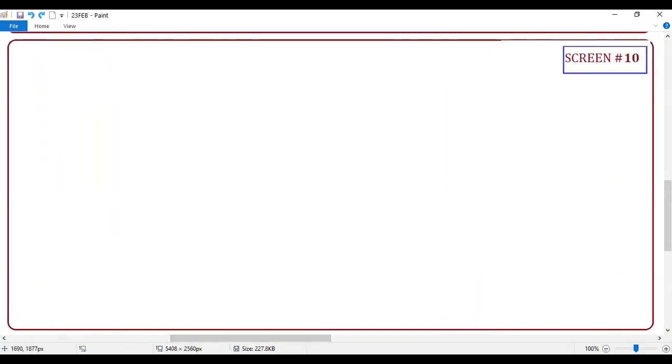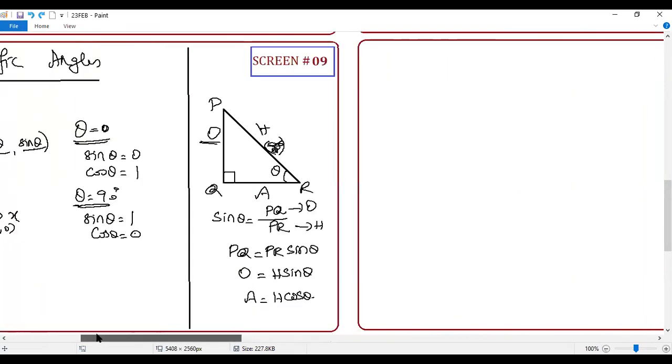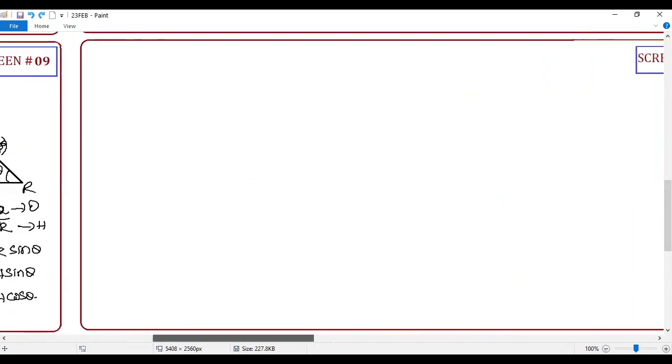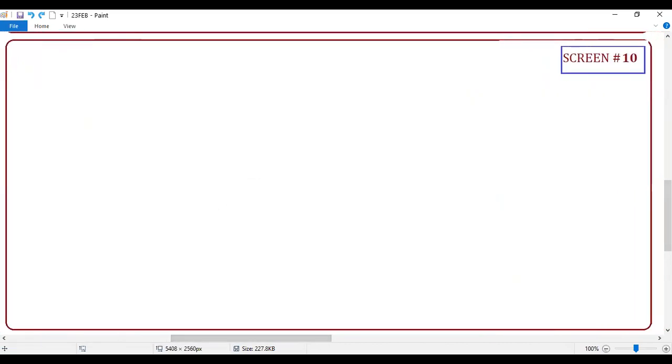I am going to give you the table, student. How many angles? 5 angles. How many trigonometry ratios? 6. So 6 into 5, how many values? 30 values you should remember. Clear or not? Sir, it is very tough, how to remember all 30 values? No problem. I will help you to memorize those values easily.